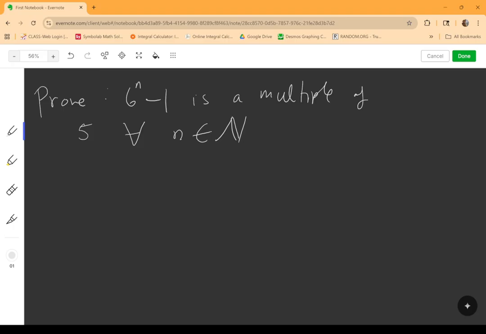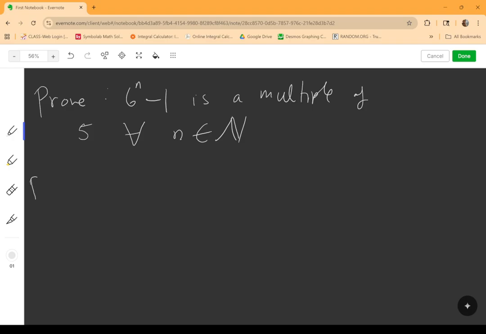So again, when thinking of proving this, I see a formula involving some nth term here, so I want to think inductively. What does it mean to go from the k term to the k plus 1? That's including another factor of 6. So again, let's formalize our proof here.